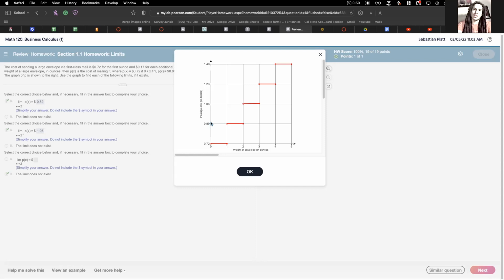But what if we were to approach 2 from the right? The answer would then be $1.06 because at 89 cents at 2, it stops right here. But if you go up, you will see that at 2, that line continues to go to the right. And our y, our postage cost, is $1.06. And because of these differences in costs, if we approach from the left and the right, therefore the limit does not exist as our y's do not match.